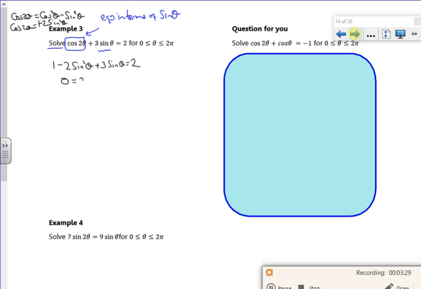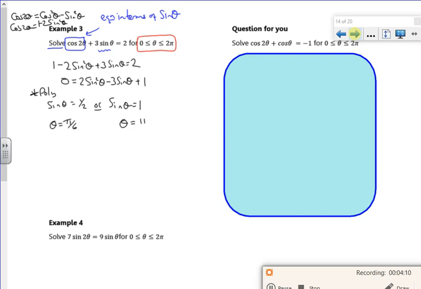If I rearrange it as a quadratic, I do get that, don't I? If I put it into poly, I get sine theta is 1/2 or sine theta is 1. I'm in radians going from 0 to 2 pi. Now I know the inverse sine of 1/2 is 30 degrees. So in radians, theta is going to be pi by 6. I know that on the sine graph, the inverse sine of 1 is 90 degrees. So I know that that's going to be pi by 2.